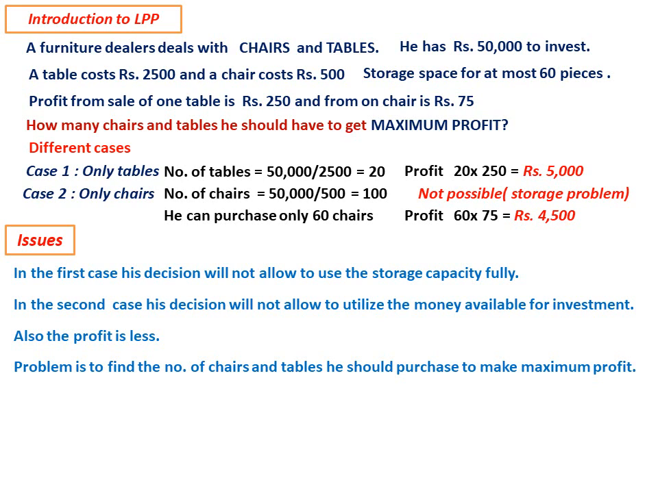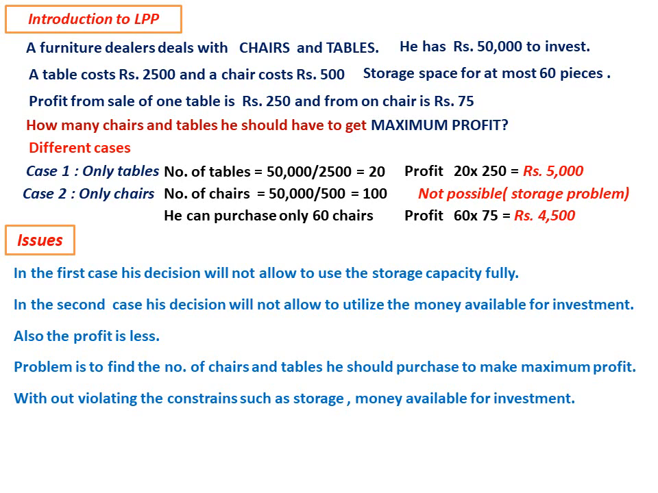Now the question is, is there any mathematical method of helping him to say that you purchase this many tables and this many chairs, which will give you maximum profit? Of course, the condition is that he should be able to sell all the articles which he purchases. So that is the understanding.